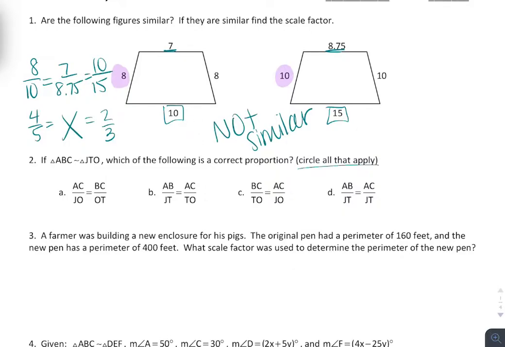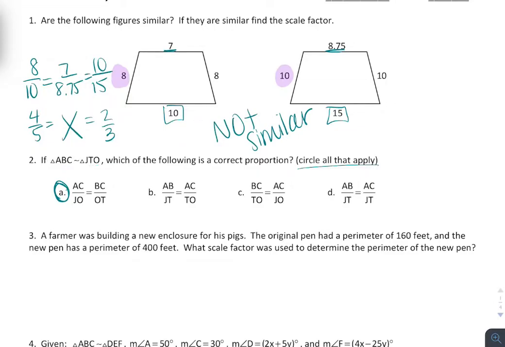All right, in ABC and JTO, we have to figure out which is a correct proportion and circle all that apply. So what we're going to look at is our placement of letters. So A and C is the first and third letter. J and O, first and third. So that one checks out. Okay. Then we're going to look at B and C. B and C is the second and third. O and T are the second and third. So even though the OT is in a different order, it's still the same proportional side, regardless of the order of those letters.